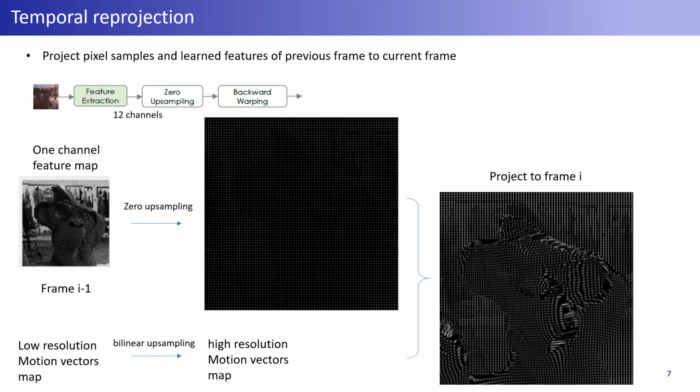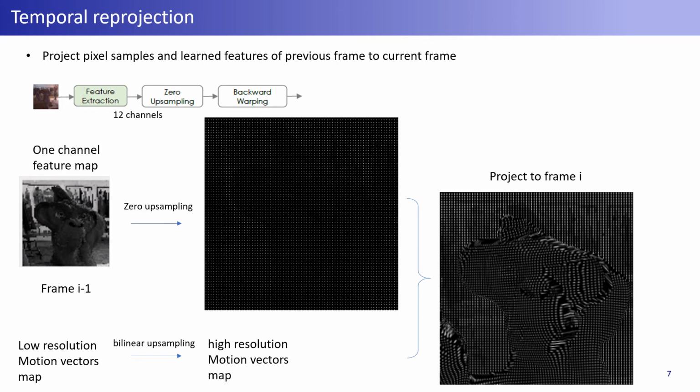So what is zero upsampling? That means for each pixel in frame I-1, we put the pixel values in the corresponding positions in the high resolution map. And when we finish this, the other parts are all zero.